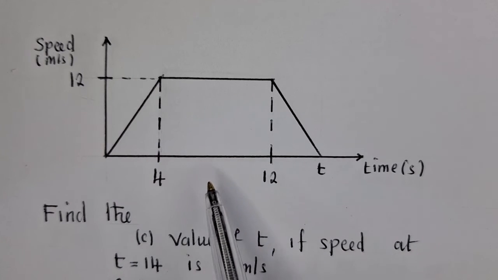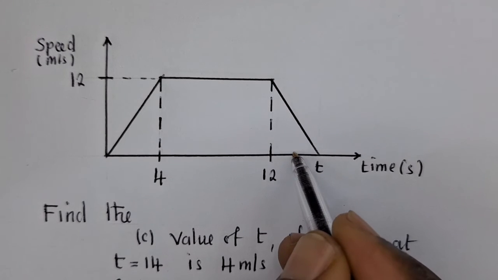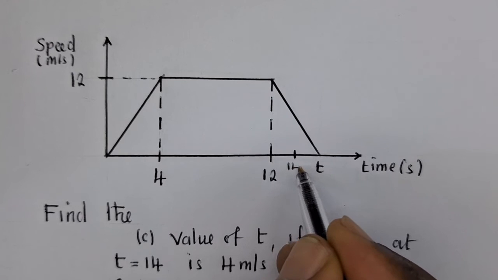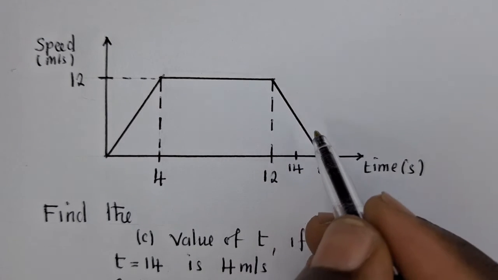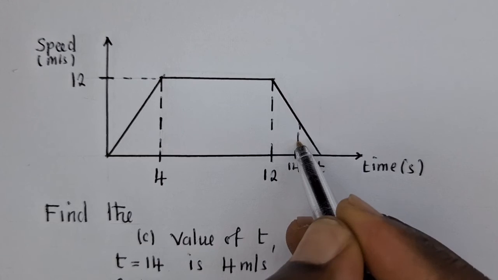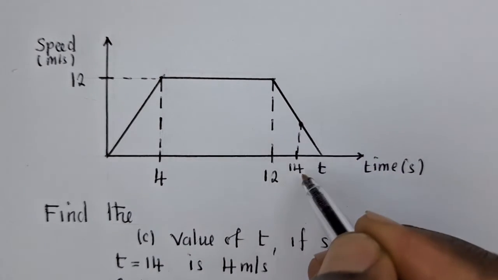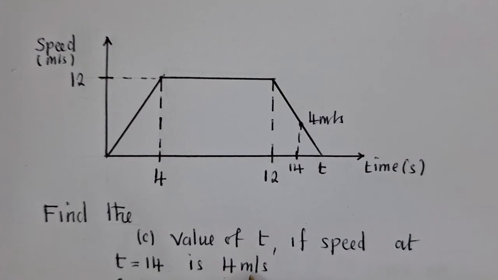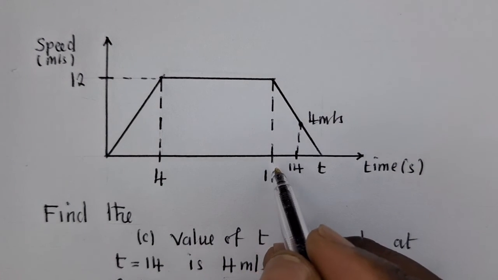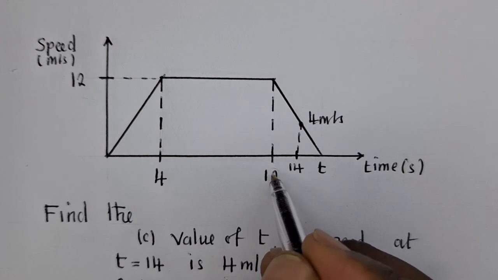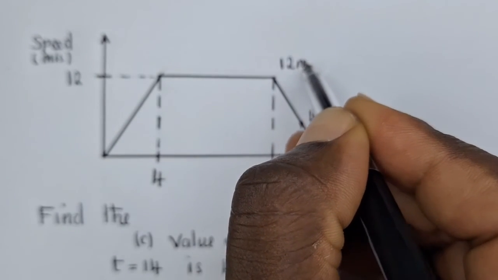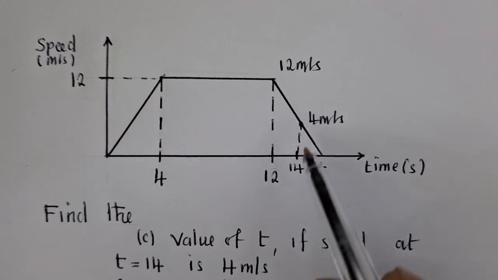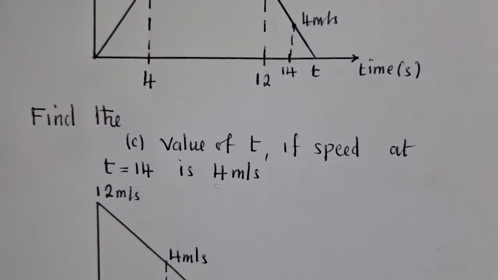So we're talking about t being somewhere here, the time. So this t means time. So 14 seconds will be, of course, somewhere here. And the velocity or the speed at t equal to 14 will be 4 meters per second. This is what we've been told in the statement. And what is the speed at t equal to 12? This is 12 meters per second, which is right over here.